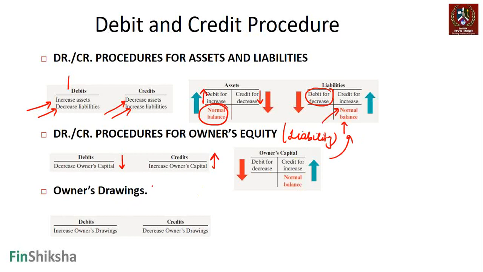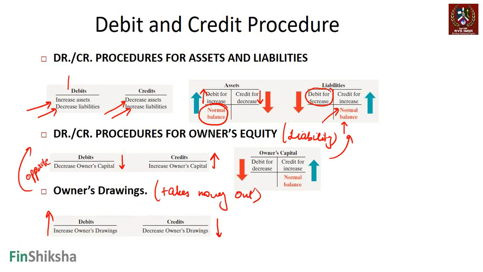Owner's drawings, if the owner takes money out, right? That's what an owner drawing is, drawing money from the account. It's exactly the opposite of owner's equity transactions. If drawings increase, that means the owner's capital or equity will decrease. So increasing drawings is equal to decreasing owner's capital, right? If I take out more money, less money is left. If I take out less money, more money is left. So decreasing owner's drawings is a credit, increasing owner's drawing is a debit, right? And that's simple.